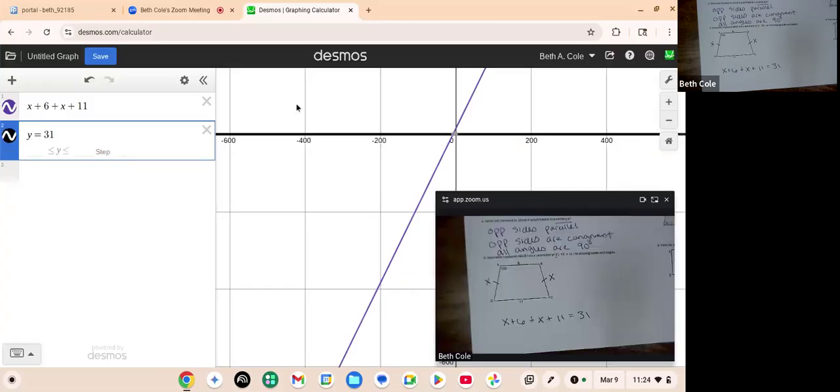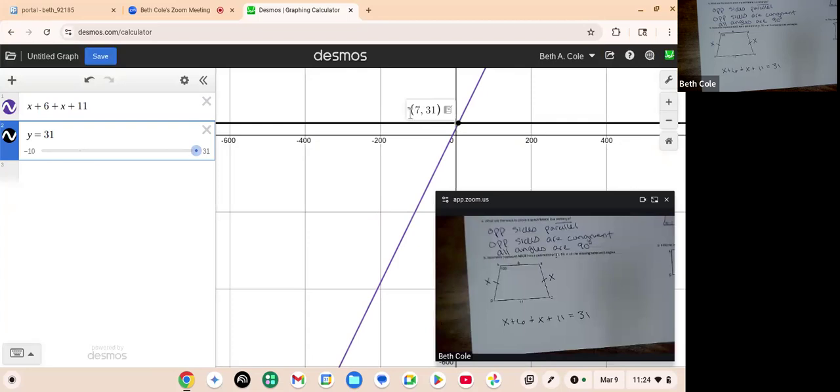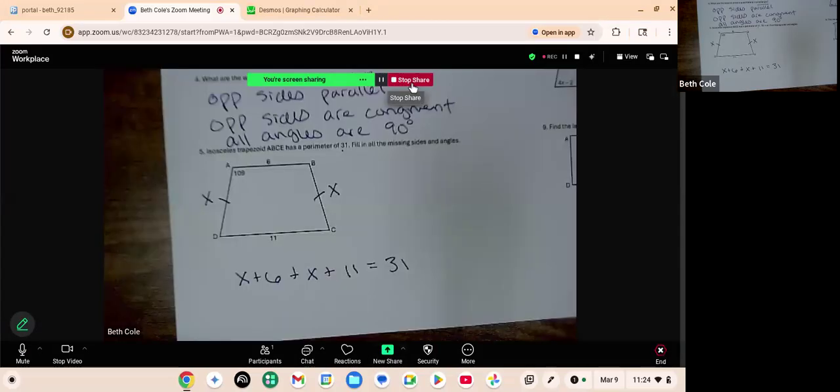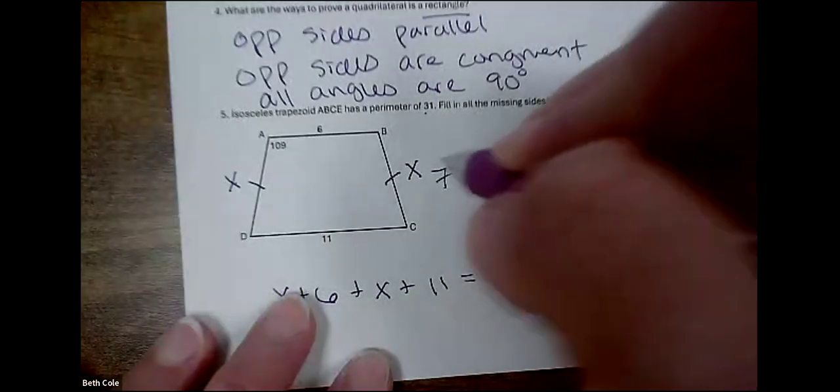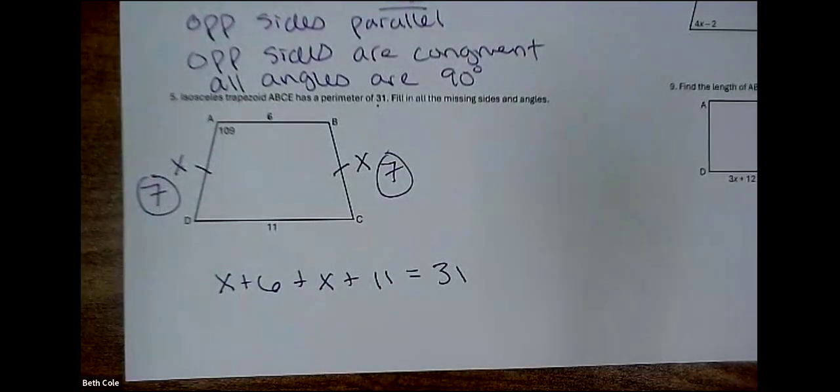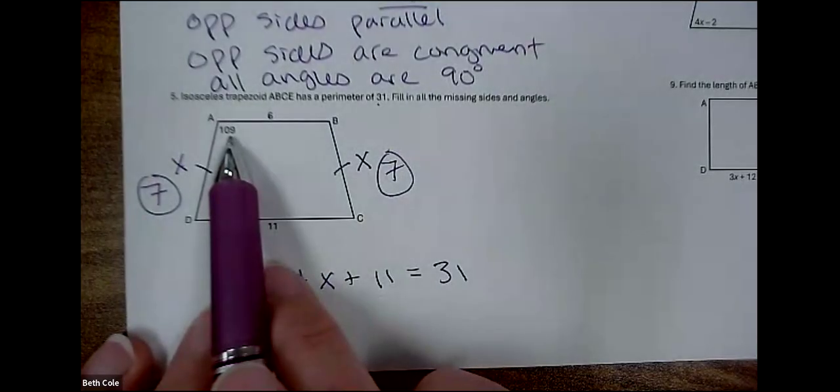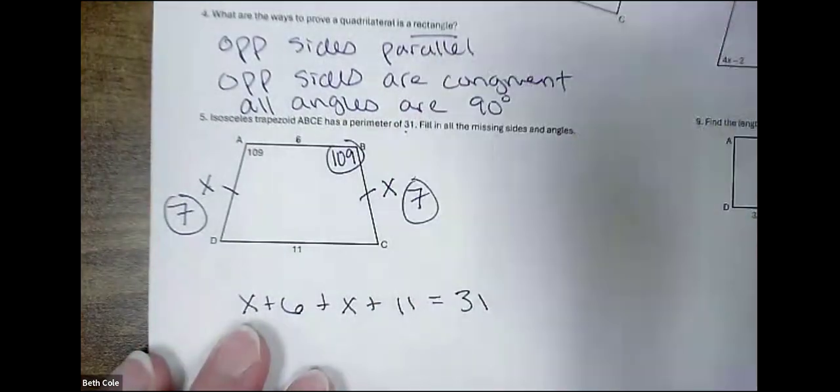I'm going to click on the intersection, and I got 7. Cool. All right, so that means this side is 7, and this side is also 7. Now, the other thing it wants is all of the angles. Since the two sides are congruent, if this is 109, angle B is also 109.